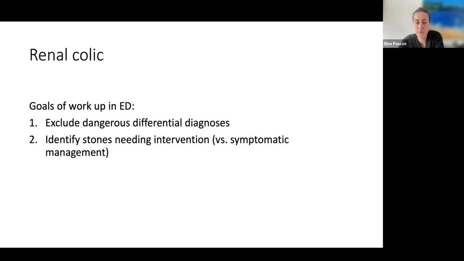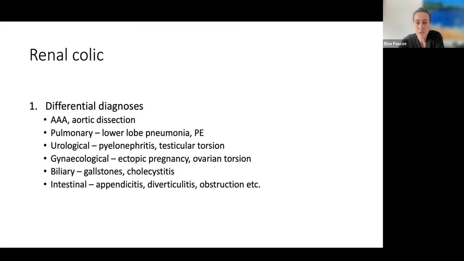So when we're working up patients with renal colic in ED, the goals as I see them are to, number 1, exclude dangerous differential diagnoses, and 2, identify stones that do need urological intervention versus symptomatic or expectant management. So as we know, the differential diagnosis we care most about is AAA, particularly in the older male population, but things that give us flank pain can be pulmonary problems, other urological problems like pyelonephritis, testicular torsion, gynecological issues, biliary issues, and of course intestinal issues.